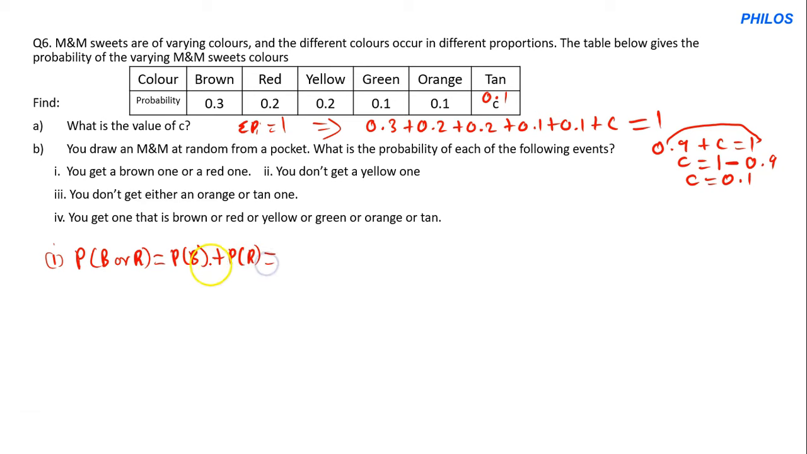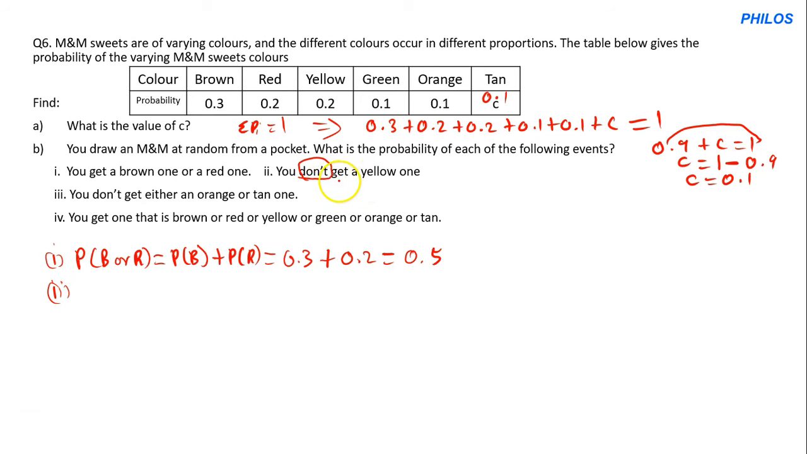So what is the probability of getting a brown one from the table? Probability of brown is 0.3. Then we add it to the probability of red, which is 0.2. So 0.3 plus 0.2 will give us 0.5. So let's go to Roman number 2. Roman number 2 says, what is the probability that you do not get a yellow one?